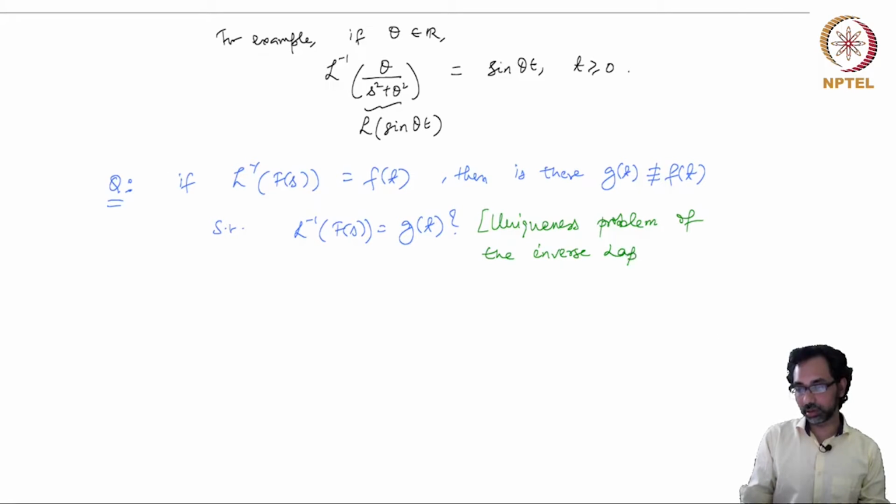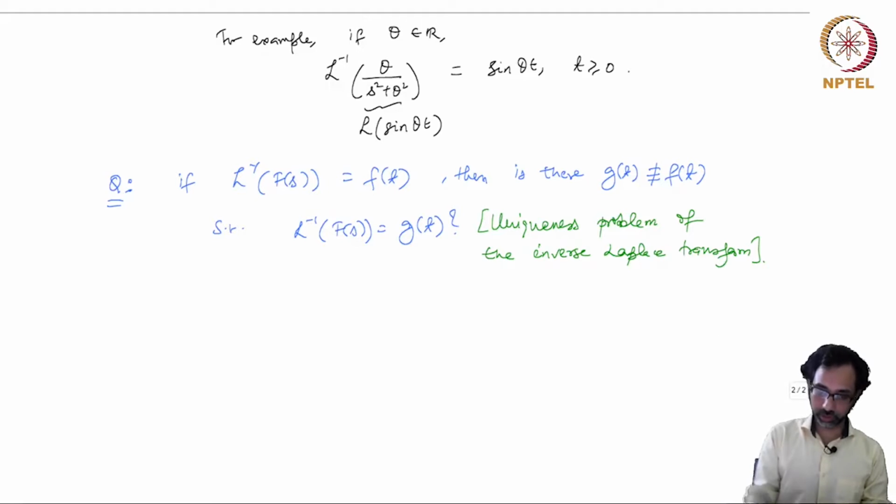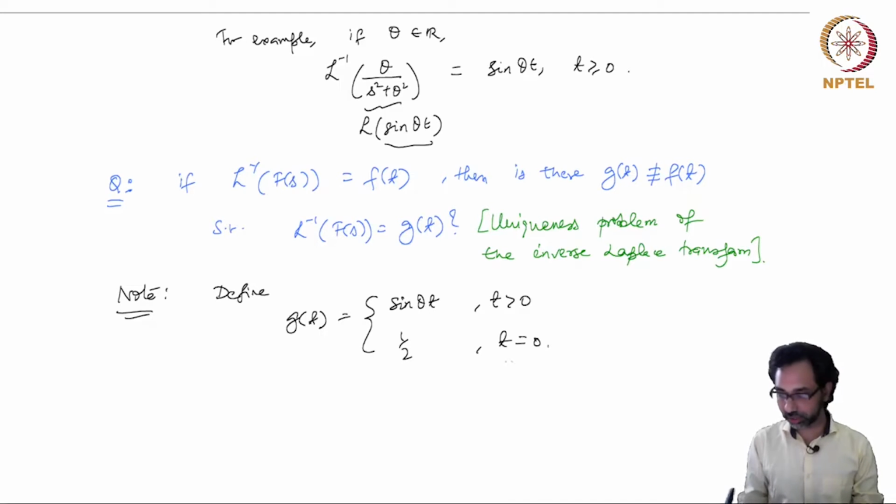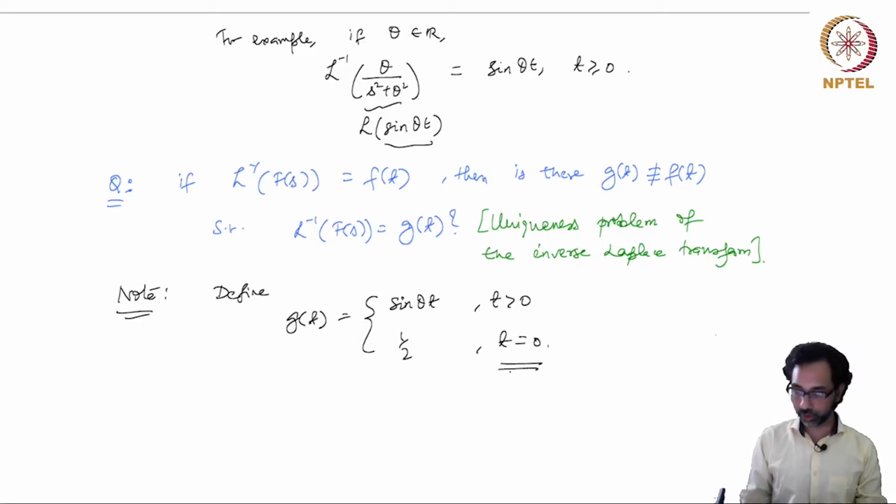Inverse Laplace transform. So note here that if I define a function g(t) from my function sine theta t, which is defined as sine of theta t for t greater than 0 and let us say half for t equal to 0. So I am just changing the value of the function at just one point. This makes it a piecewise continuous function because it has a discontinuity at t equal to 0.